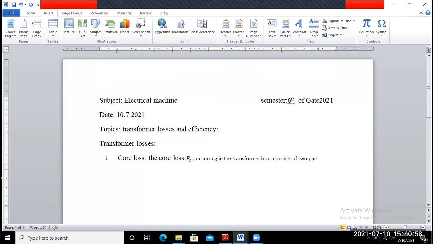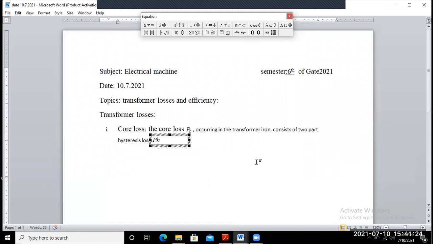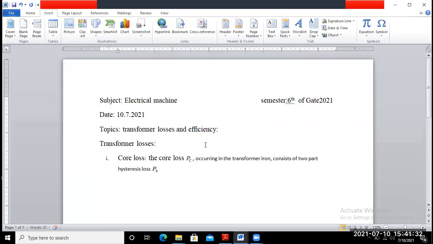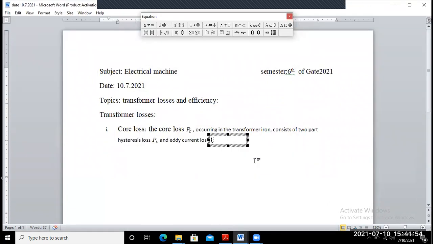Hysteresis loss is represented by P suffix H, and eddy current loss is represented by P suffix E. Okay.